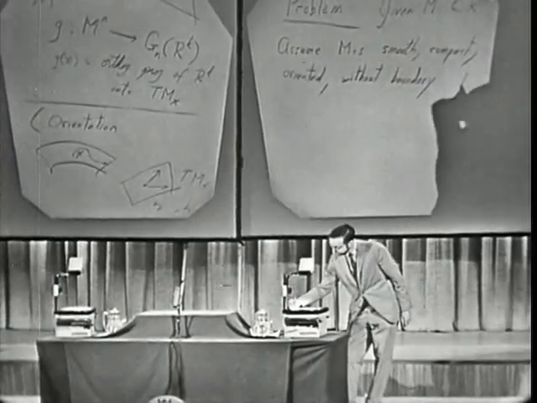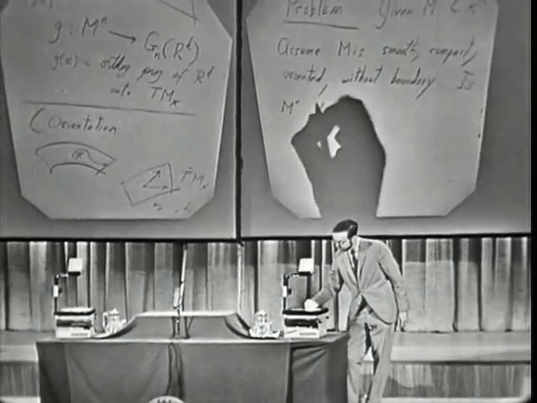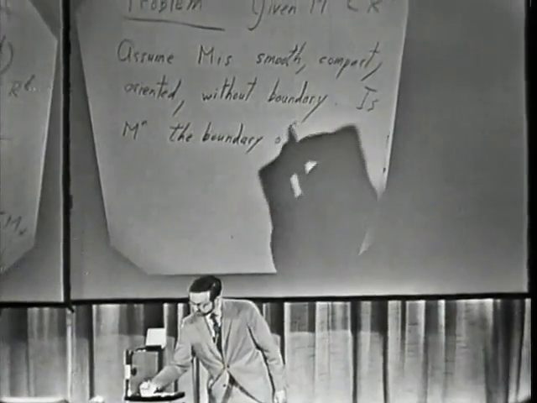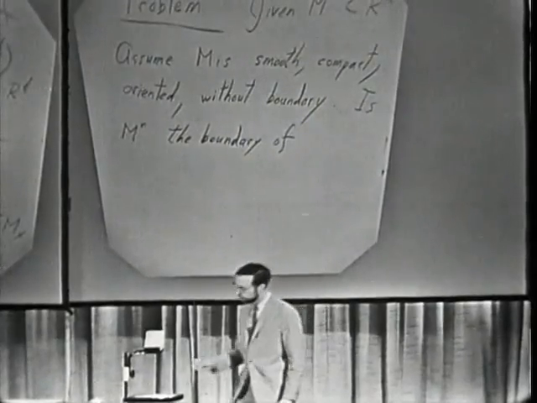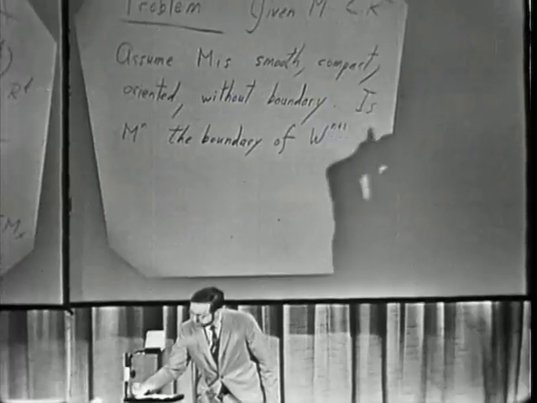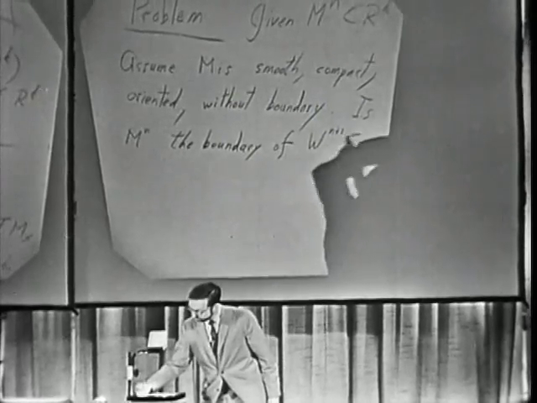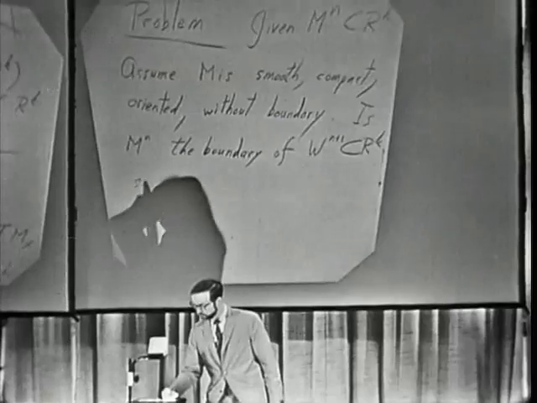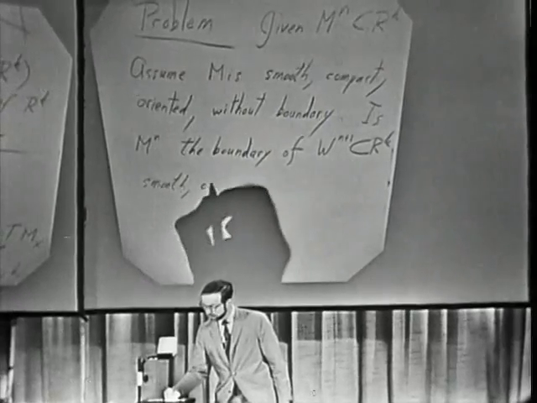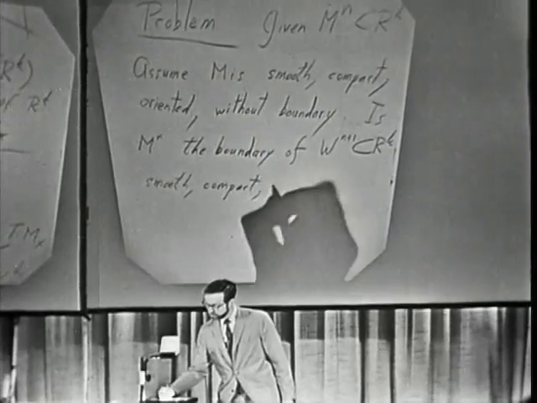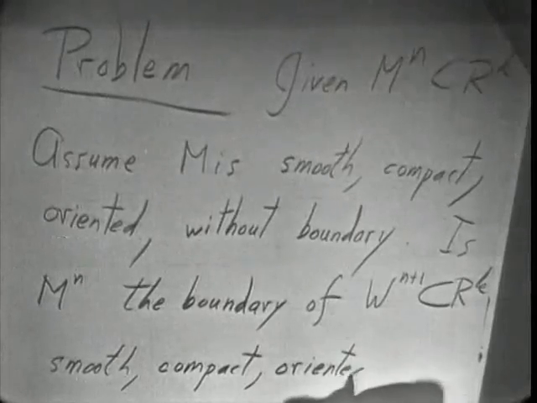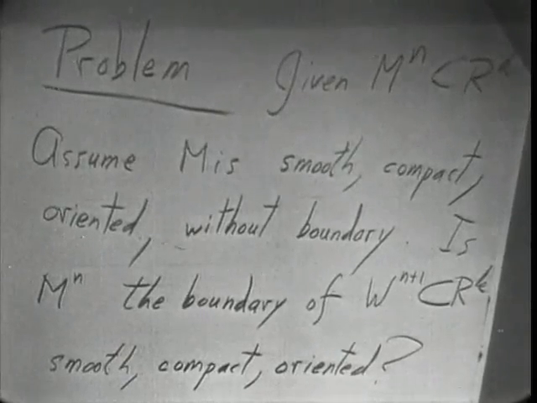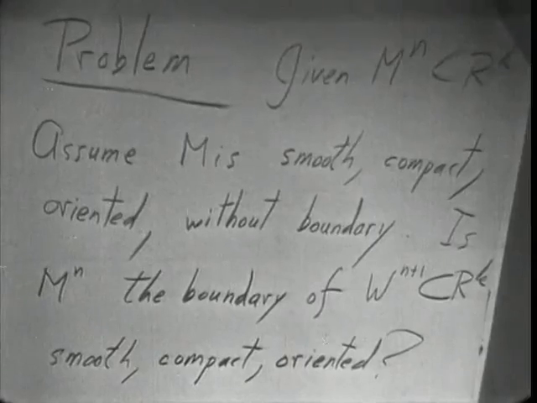And now the question is the following. Is Mn the boundary? Is it itself a boundary of a similar manifold of dimension n plus 1? So Wn plus 1, let me think of it as also being embedded in Rk, where Wn plus 1 should also be smooth and compact and oriented. This is a fundamental problem which gave rise to the subject known as cobordism theory.